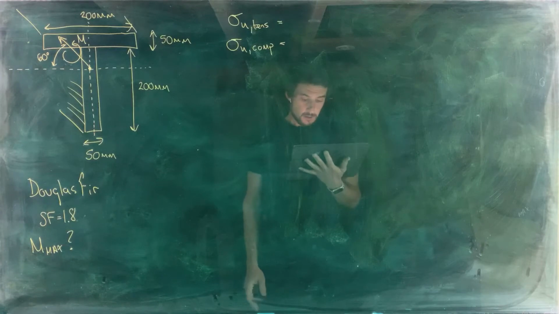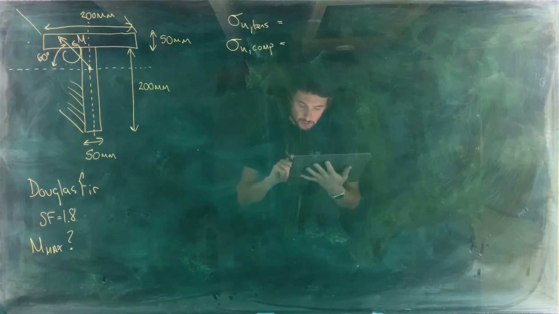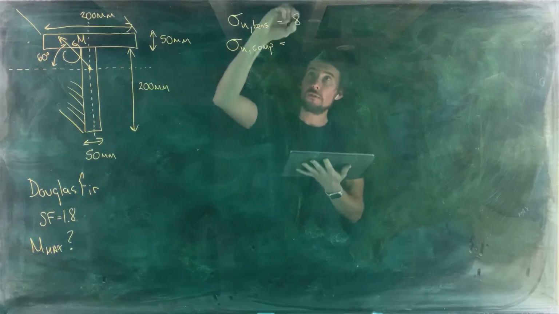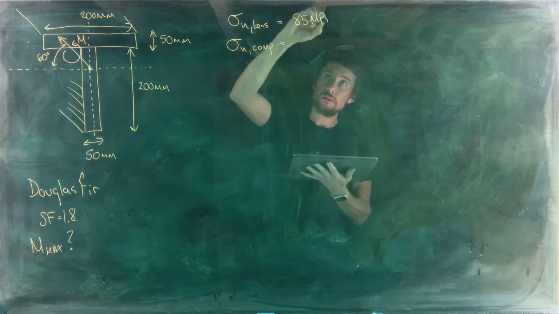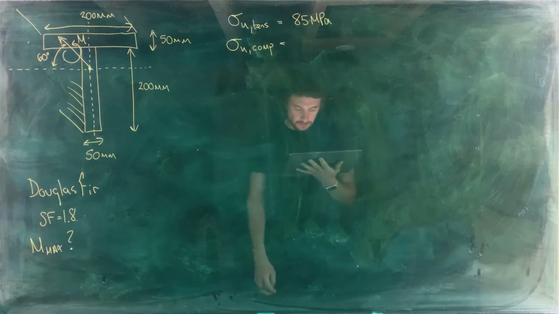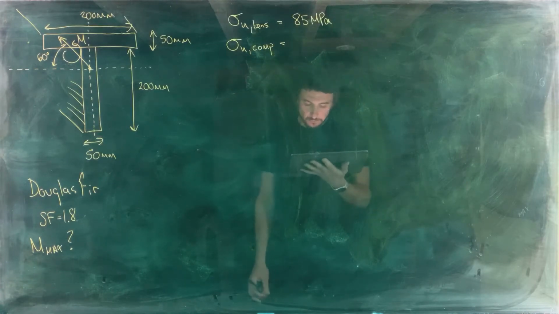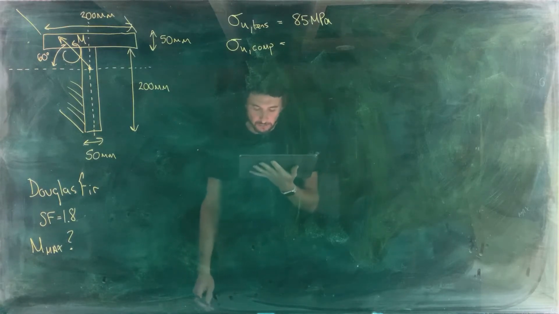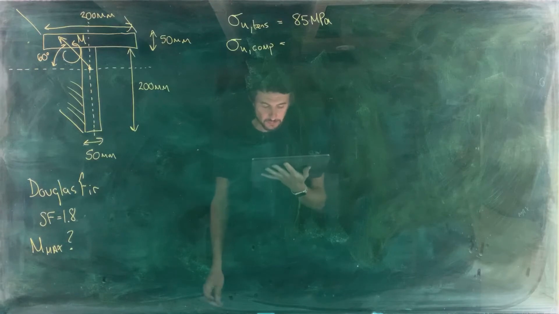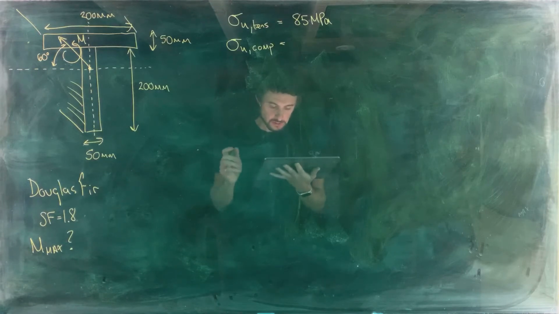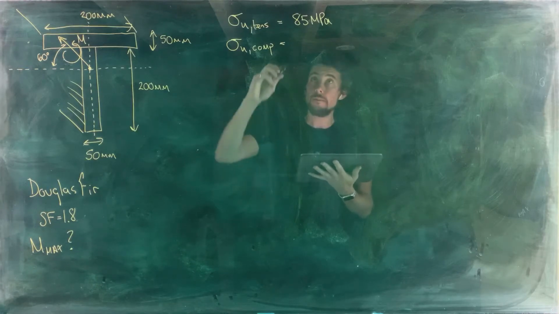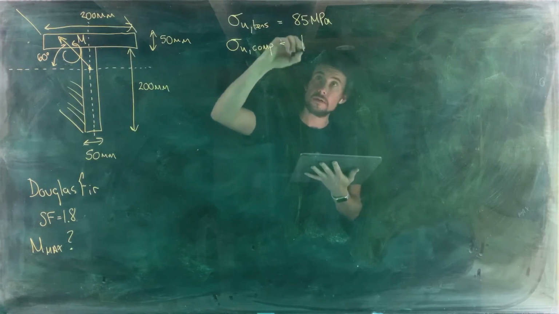All right, for Douglas fir in SI, we've got tensile strength of 85 megapascals. 85 megapascals, right? As you'll note, compared to the other types of wood there, that's fairly high. So another reason that Douglas fir is quite a prized wood. And compressive strength 49.9 megapascals.